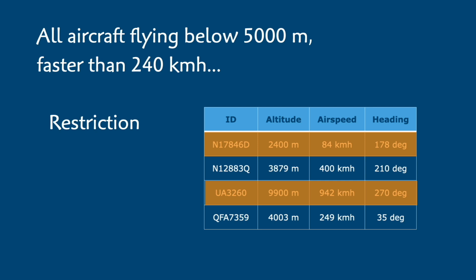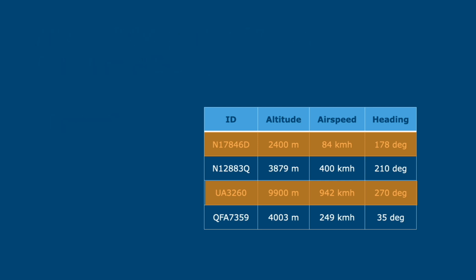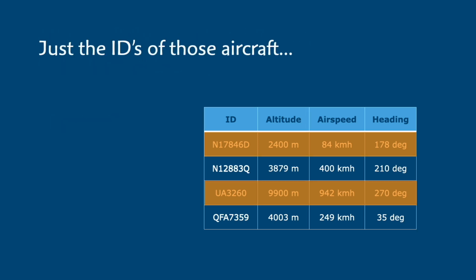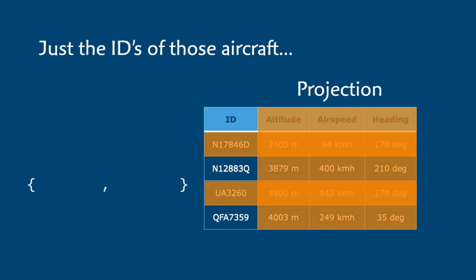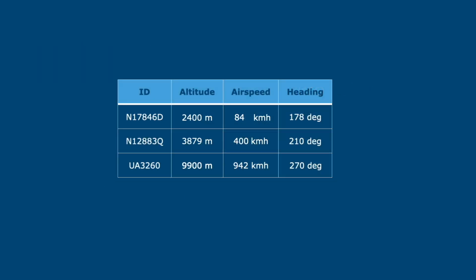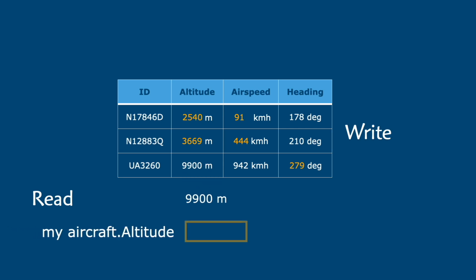Here we end up selecting two instances. But maybe we only want the IDs of those aircraft. The project operation chooses values from a set of 0 or more attribute columns. So we specify the ID attribute, which yields a set of two values. The restrict and project operations are typically specified together. We also need a way to read and write our attribute values. Typically, we will first specify an instance set and then read or update the relevant attributes.